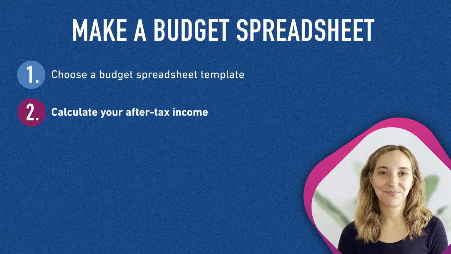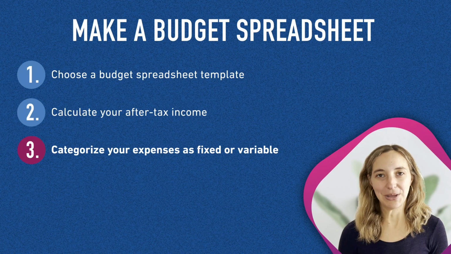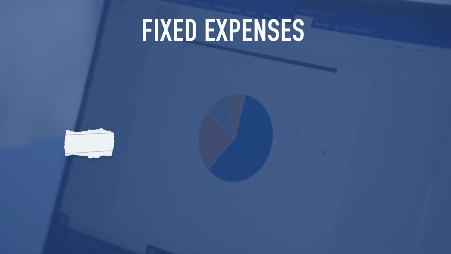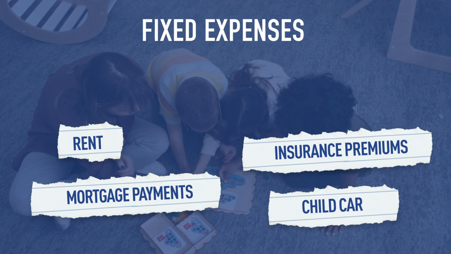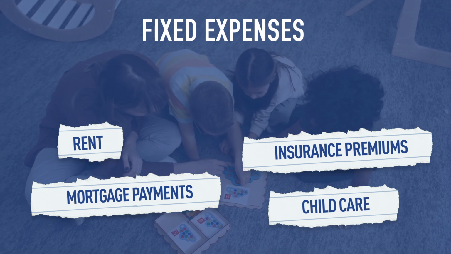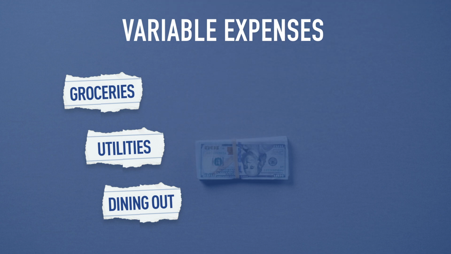Third, categorize your expenses as fixed or variable. Common fixed expenses are things like rent and mortgage payments, insurance premiums, and childcare costs. Variable expenses include groceries, utilities, and dining out.